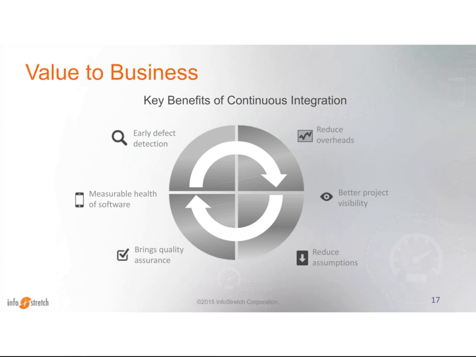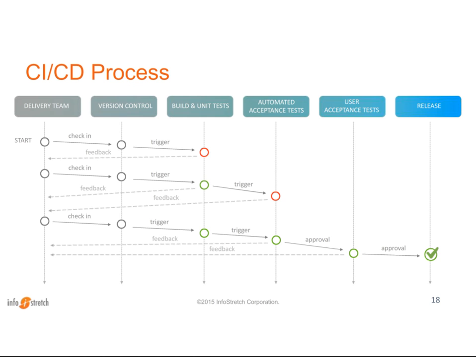Now let's see what a CI/CD process would look like. As you can see, there are 6 different verticals in the CI/CD process. To achieve this continuous deployment process, a delivery team is very important for any aspect. Then there is the version control system, build and unit test. Then we have automated acceptance test, as well as user acceptance test and releases.